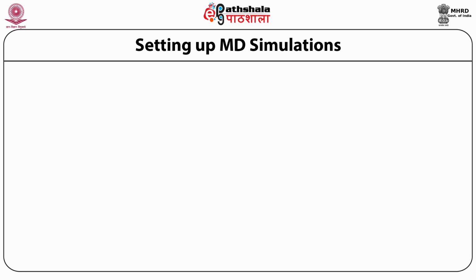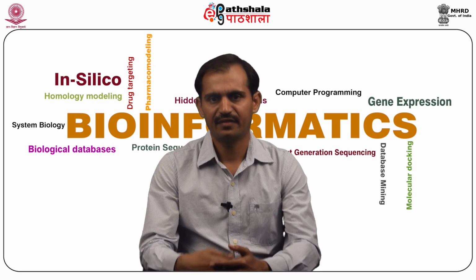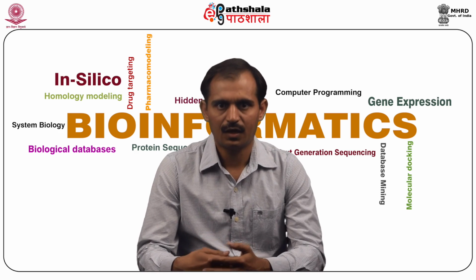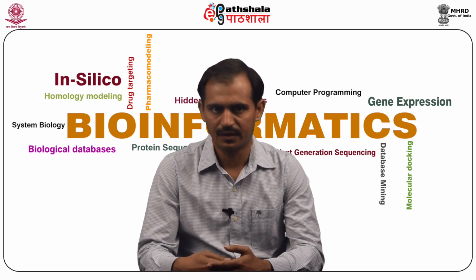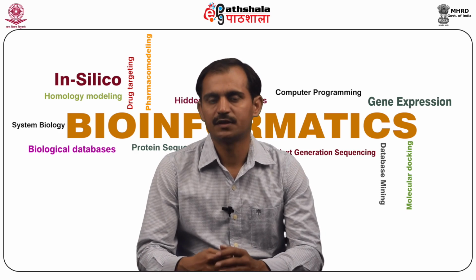Setting up MD simulations. These are the steps which have to be followed for the simulation of a molecule: preparation of the molecule, then setting up the MD run parameters, followed by simulation in 3 stages, and finally the analysis of the resulting trajectory. As we have seen in the previous module how to set up an MD simulation run, first we need to prepare the molecule which has to be simulated.